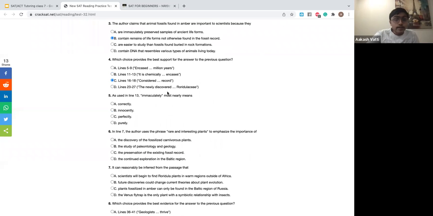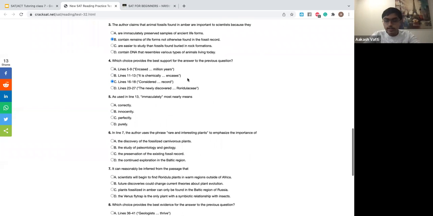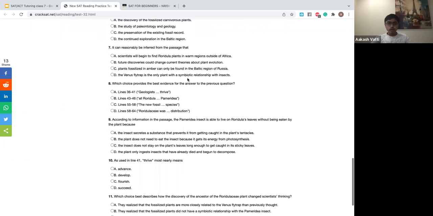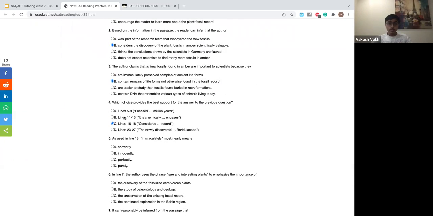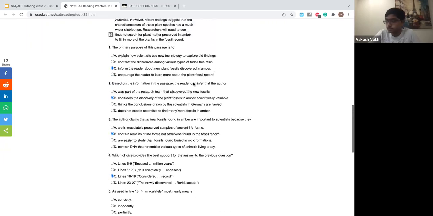As used in line 13, immaculately most nearly means. Of course, do you guys want me to look at the other answer choices for 4? Just raise your hand or say it in chat that you want me to look at the other 3 answer choices. Right? No? Okay.